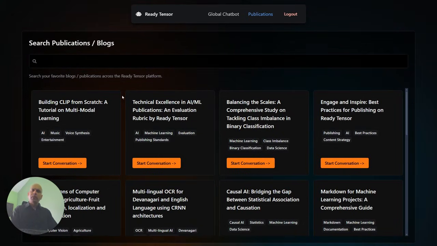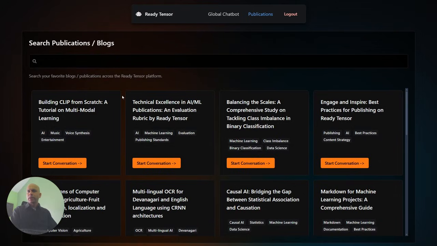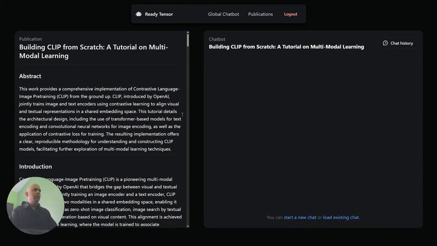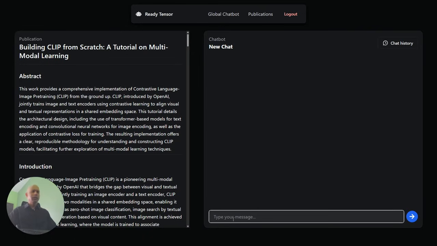Okay, so we have all these publications on our platform, and one of the features we would like to build is to have a chatbot where when you land on a publication page, you should be able to ask questions of it and get informative answers. And so let's look at an example of that. This is one of the publications on our platform. Let's start a conversation here. I'm going to start a new chat, and let's start asking a question.